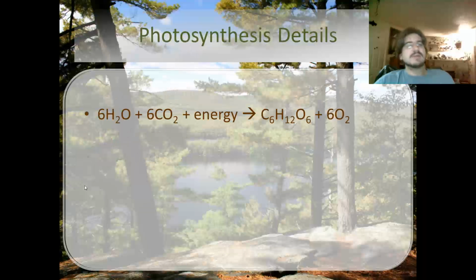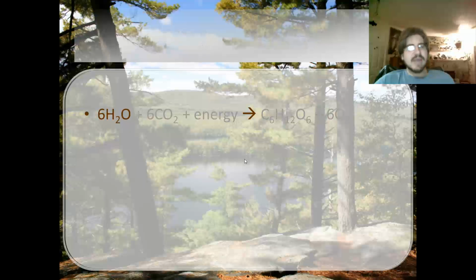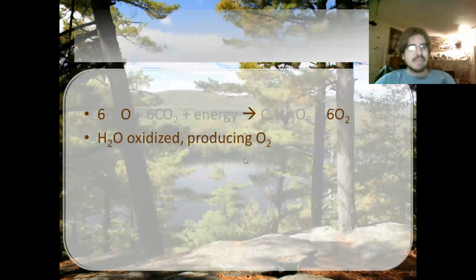All right, so details of photosynthesis. Let's get back to that. Here's 6H2O, and we're going to split this molecule. And when we split it, we release the hydrogen. And, well, what is it called when you release hydrogens? Oxidation. So water is oxidized, producing oxygen.